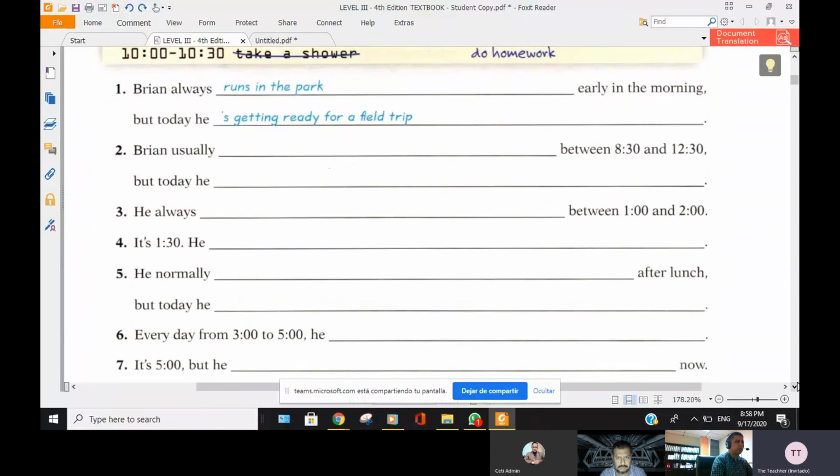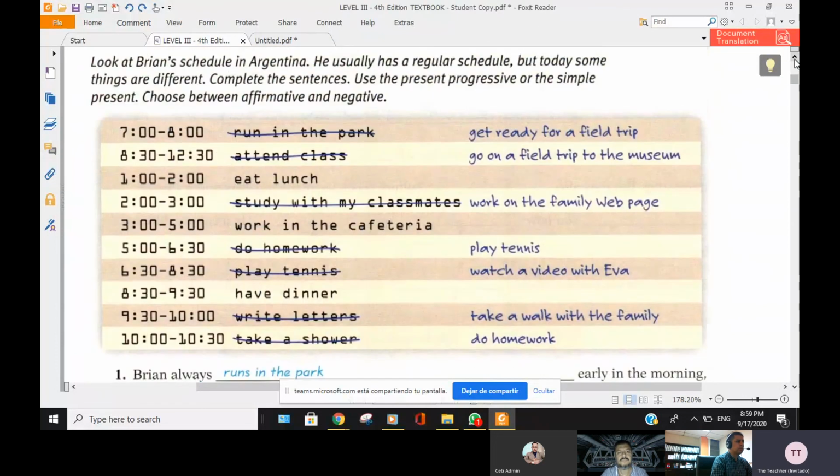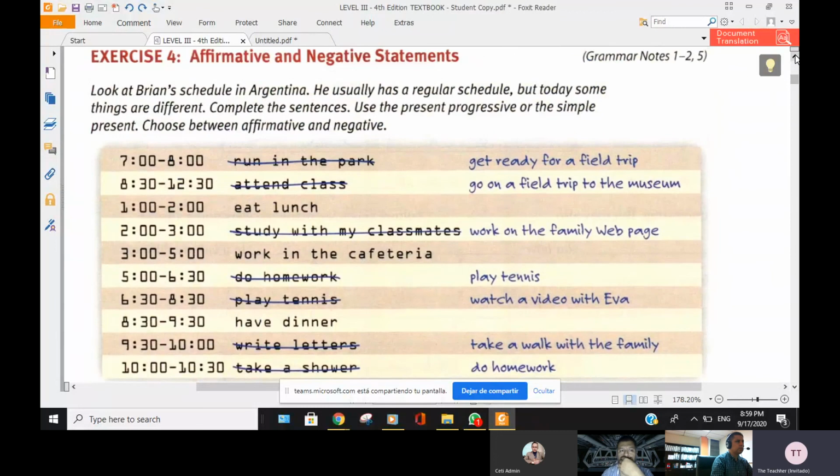For example, you have a schedule, okay? Every day, if you can. Now, we don't have to do this every day, but do it at least once, maybe tomorrow. Put your schedule for the students. Put today, I have class at 7. I will take lunch at 1. I play tennis at 5. I will watch Netflix with my family at 9. Something like that, right?